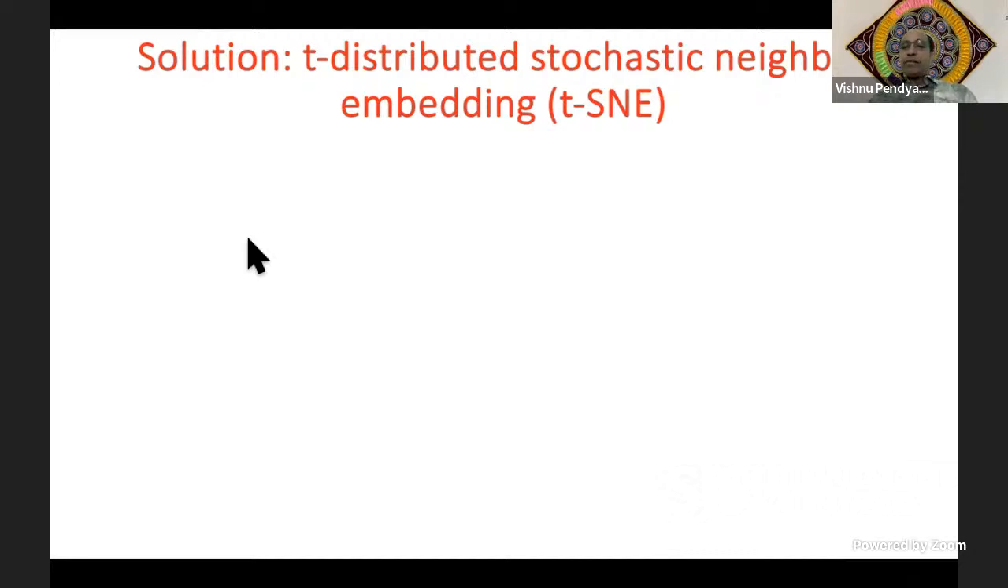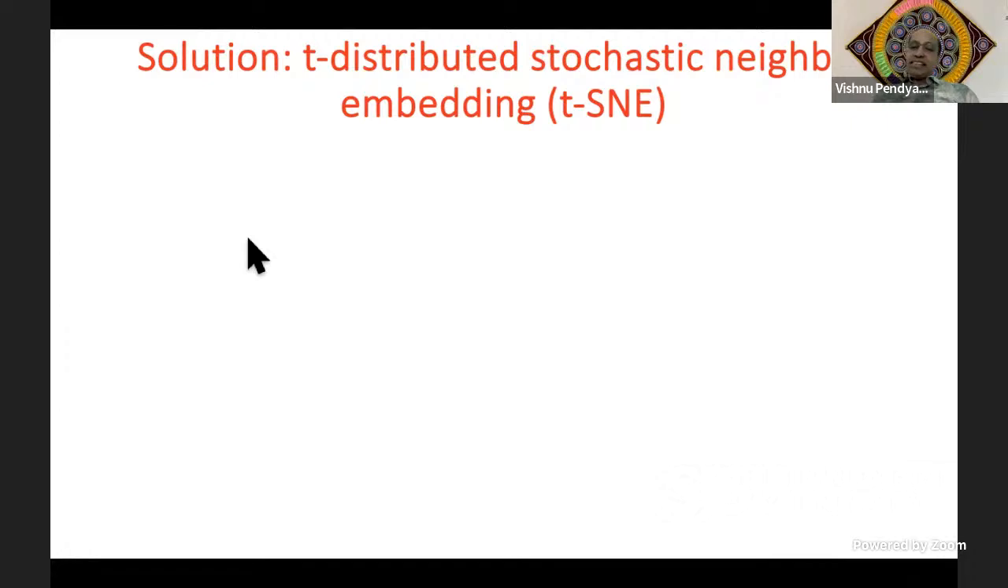It models the probability distribution of pairwise similarities between data points in both the high dimensional space and the lower dimensional space. But it minimizes the divergence between the two probability distributions. So it tries to make sure that the distributions in the high dimensional space and the low dimensional space are similar. This ensures that similar points are projected near each other in the lower dimensional space.